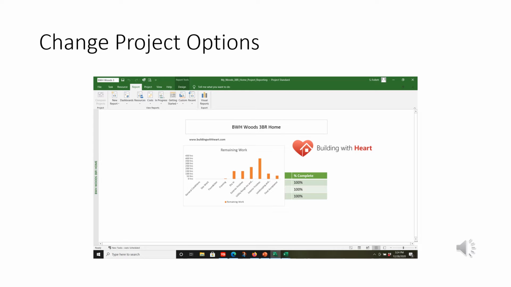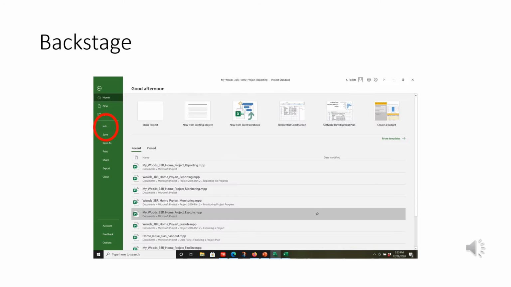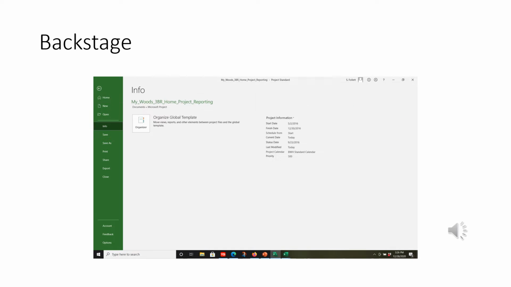Okay, this is where we left the Woods file from the last lesson. We're going to change some of the options here, the project options. So I need to get to the backstage. So what I'm going to do is I'm going to go up here and click on File. And this is the backstage right here. And you can click on Info and you can see what we get. It tells us everything we know about this particular project we're working on, the Maya Woods 3-bedroom home.